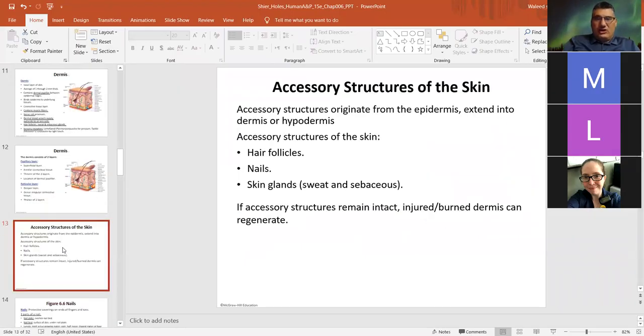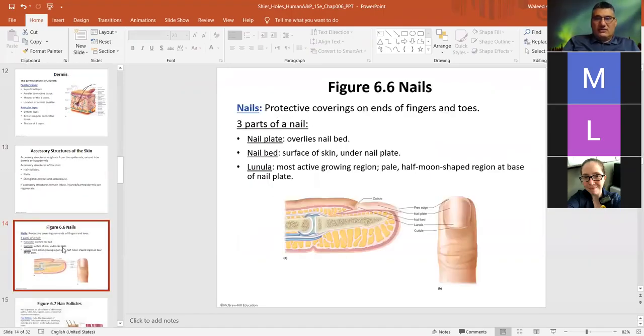Accessory structures: hair follicles, nails, and glands. The nail consists of three parts. The nail plate, which is this big part right here, and the nail bed, which is this part right here, and the lunula, which is the most active growing part, half-lunar shaped, which is this part right here.